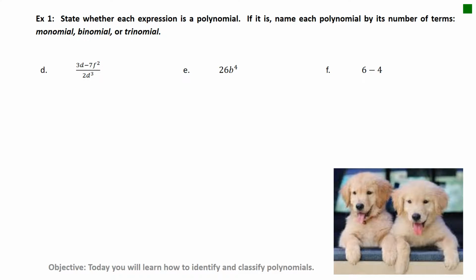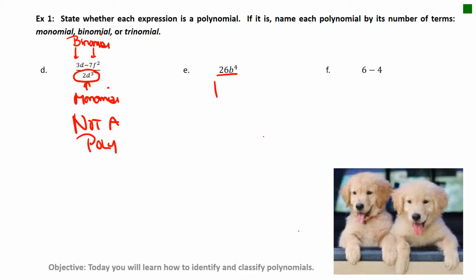Is this a polynomial? This one is a no. This is a binomial up on top because it's got 2 terms. This is a monomial on the bottom, but because it's division, it is not a polynomial. It's the quotient of 2 different polynomials. This one, I'm going to underline, there's no plus or minus, so it is a monomial. This one, I'm going to stop at that minus and then go again. I've got 2 terms, so it is a binomial.